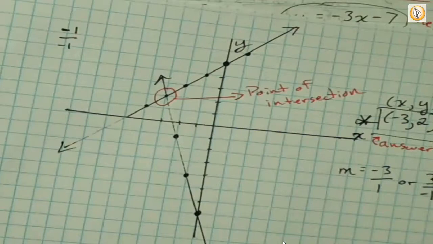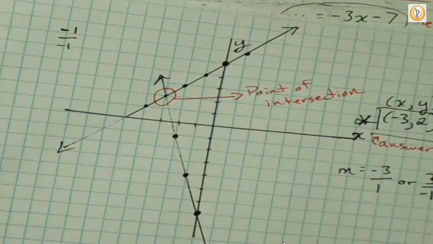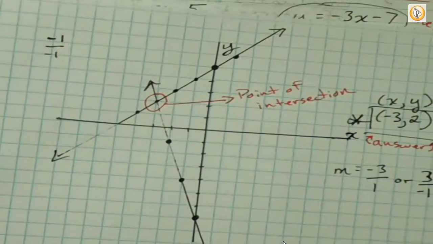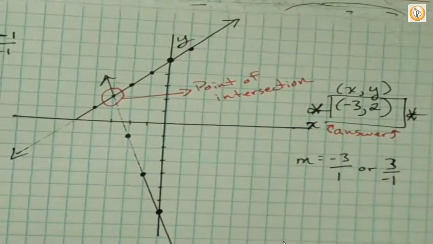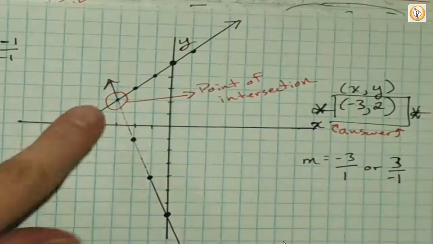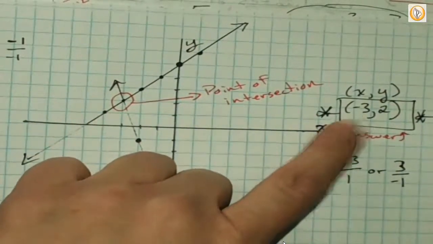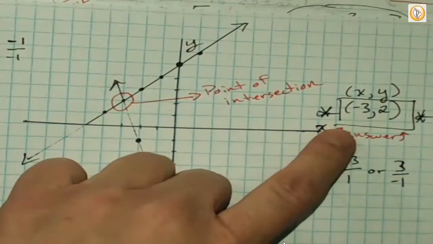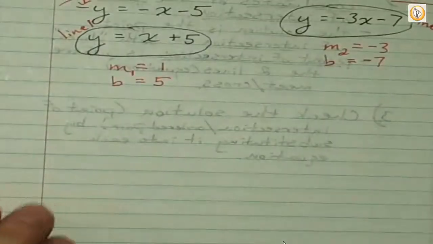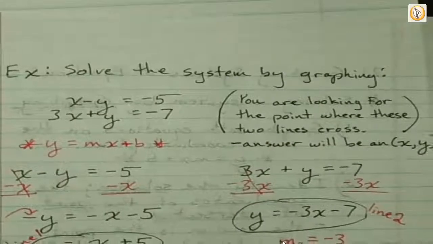Does everyone have this? Any questions? So that's what you're doing there. You're graphing them, and then wherever they meet, that's your answer in an ordered pair. Do we understand that? All right. So that's going to go with that.